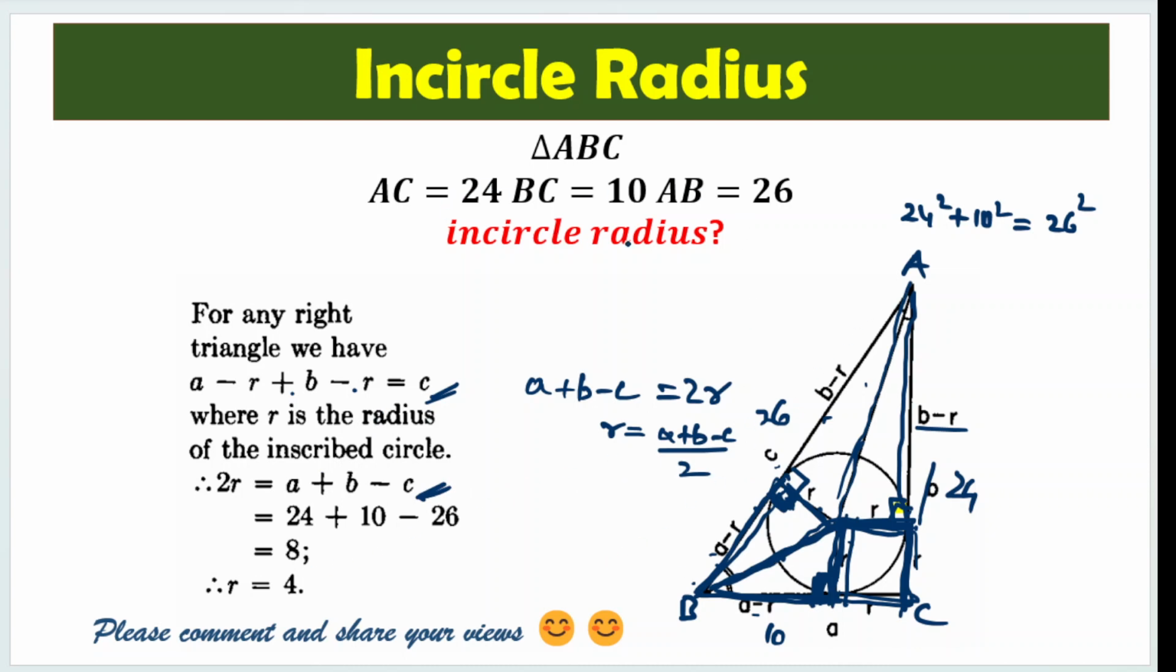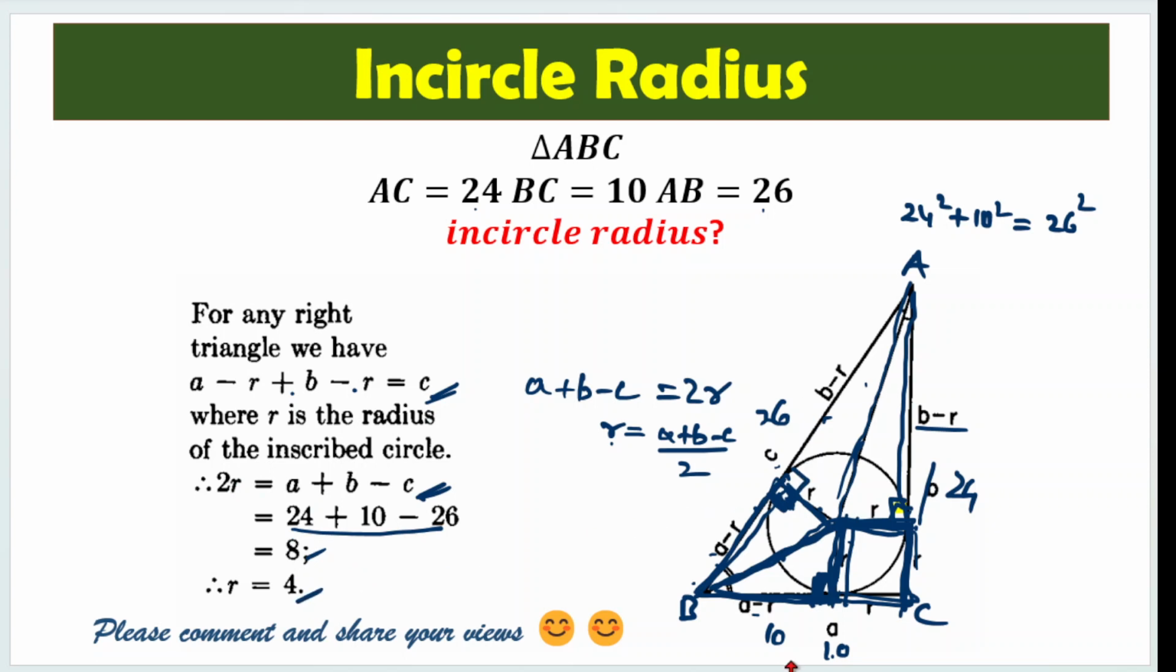Luckily, this triangle that is given to us is a right angle, so we don't need to worry about anything. Only if the sides are long will it be harder to calculate the incircle radius. So what are the legs? One is 10 and the other is 24. 10 plus 24 minus 26, which is actually 8. That is 2r. So r is equal to 4.